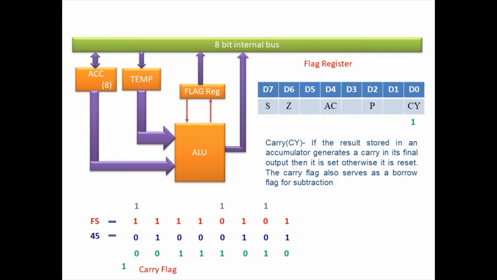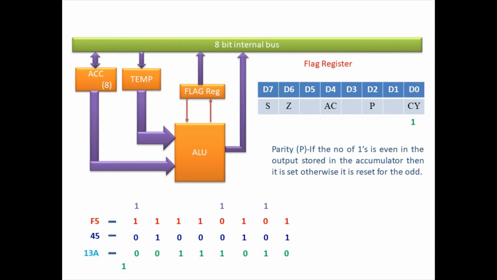Okay, now the next flag is the parity flag. If the number of ones is even in the output stored in the accumulator, then it is set. It is very simple. If the accumulator carries an even number of 1s, then this parity flag will be set. If it has an odd number of ones, then it is reset.